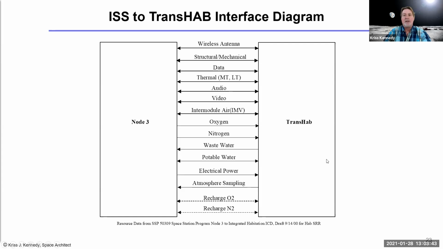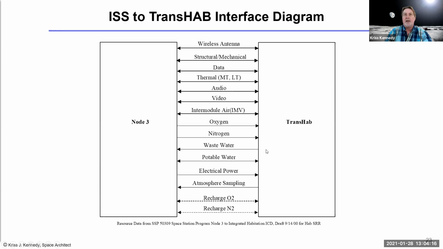This is an example of the TransHab interface. It really lays out between Node 3 and TransHab the dependencies between the two. So there's a wireless antenna that goes both ways, structural mechanical interface, both have dependencies on that, data back and forth, thermal back and forth, audio, video, etc. Now, in this case, you can see the oxygen and nitrogen actually only flow to TransHab, not back. So it's a one-way delivery of that service.